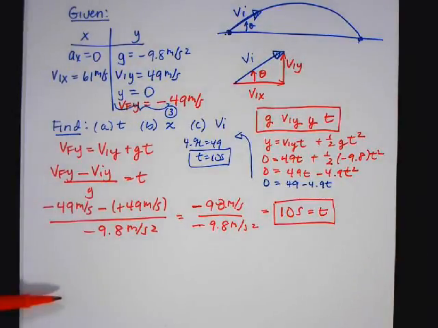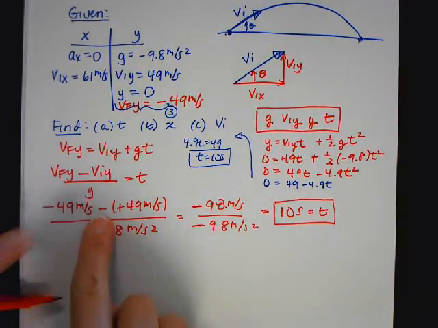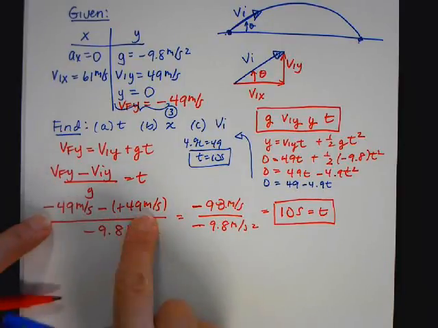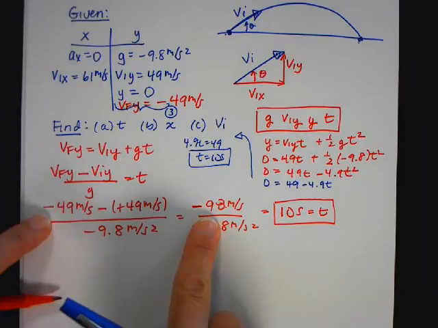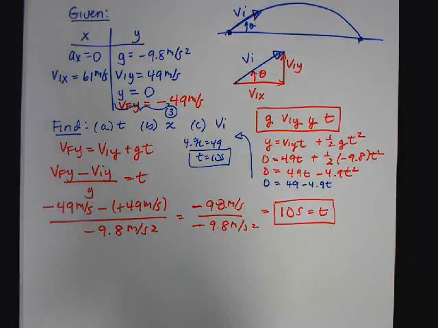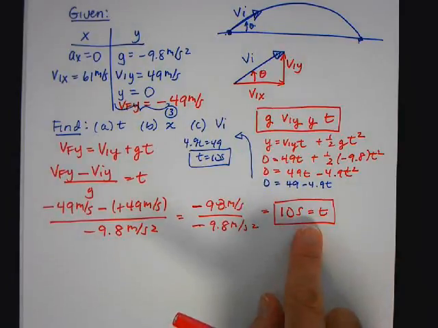But if you do it this way, when you use this equation, you have to be very careful here. Negative 49 minus positive 49. So be careful with your signs. Now remember, time is scalar. So if it's 10 seconds here, the time is also 10 seconds here. Okay?